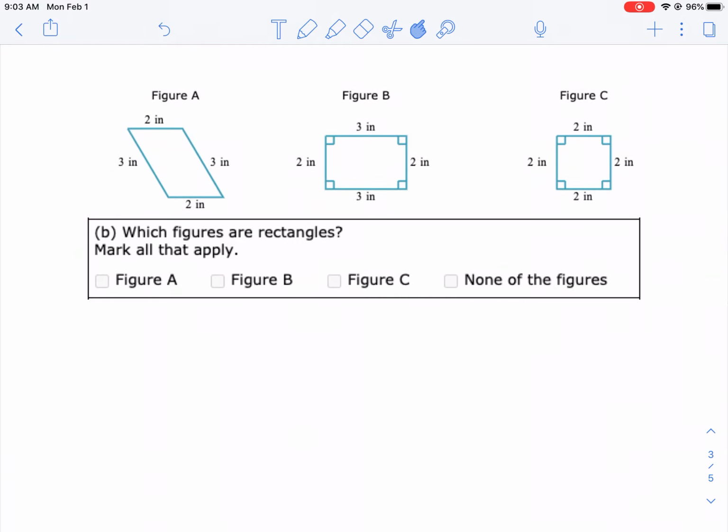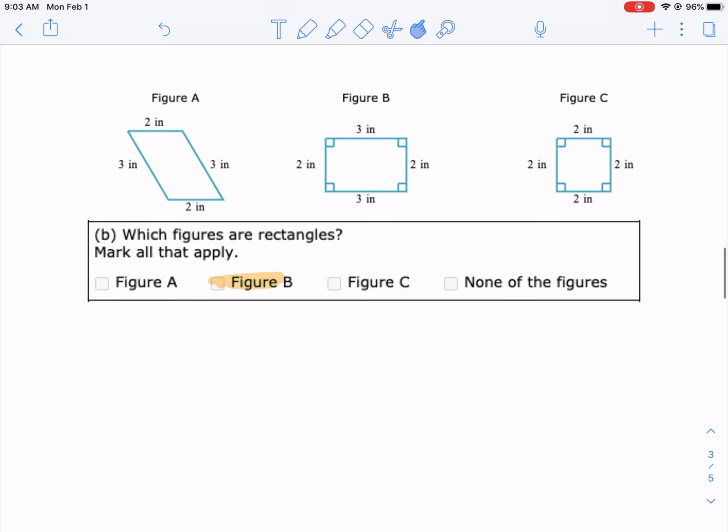And this last shape, which shapes are rectangles? Remember, rectangles are equiangular parallelograms, because we're told these are all parallelograms. It's not figure A, which you correctly told me was not. It is figure B, because you have a right angle there. And then look at figure C, it also has a right angle. Well, figure C is a square, but a square is a rectangle. That's what we needed for that one.